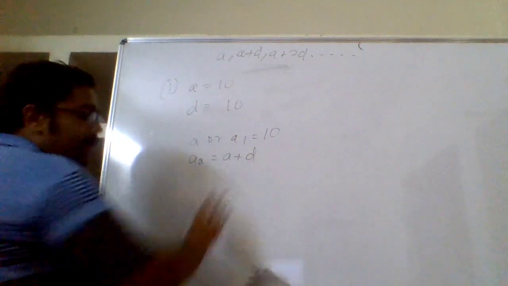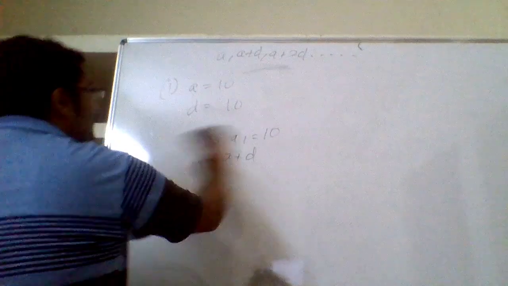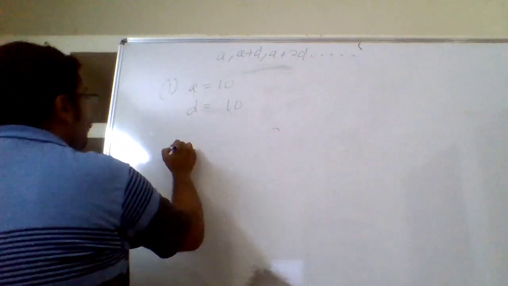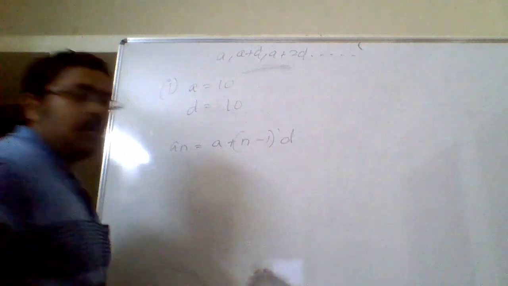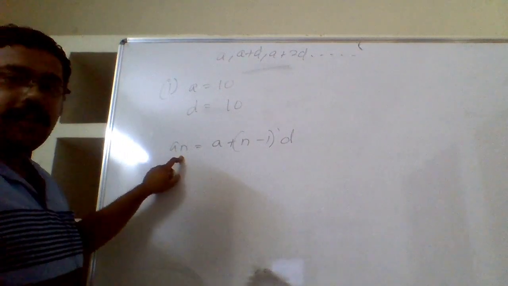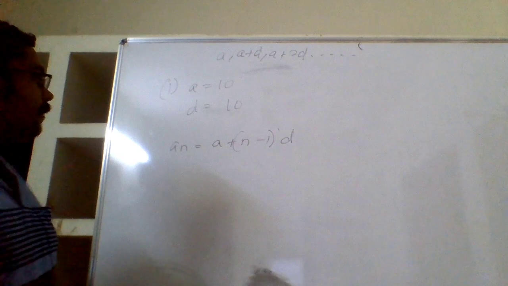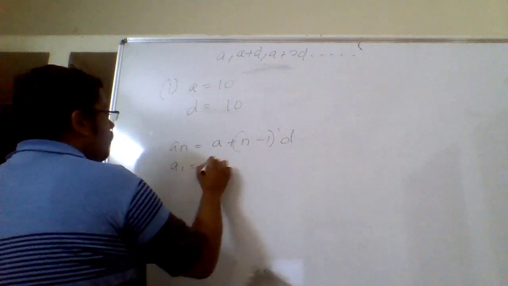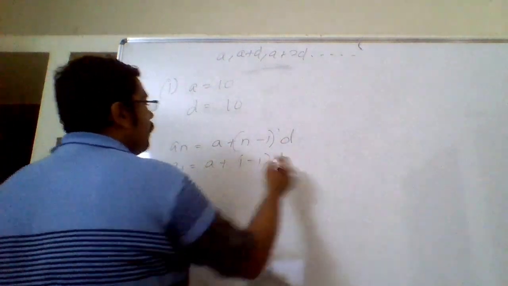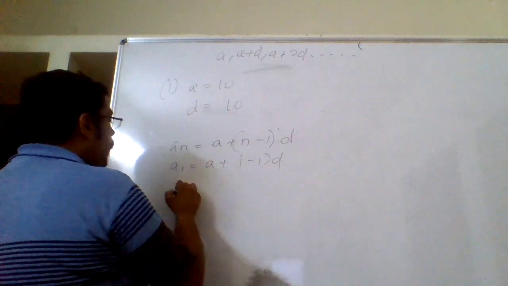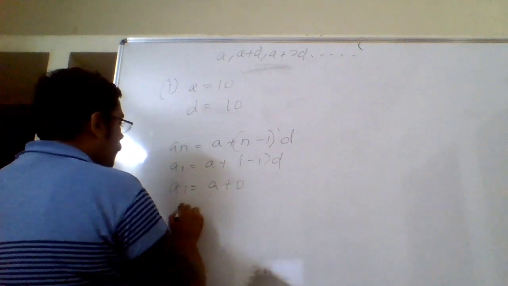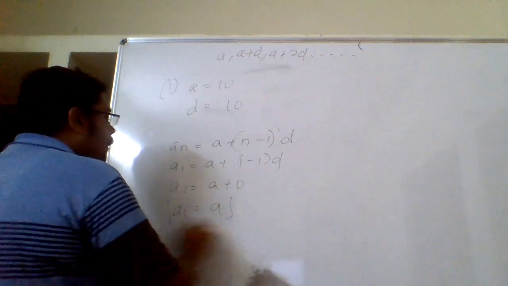So how did A plus D come? Very simple. I told you there's a formula: an is equal to A plus (n minus 1) into D. Using this formula, put the value of n is equal to 1, 2, 3, 4. Now when you put 1, A1 is equal to A plus (1 minus 1) into D. What is 1 minus 1? 0. 0 into D is 0. So A1 will be equal to A plus 0. Therefore A1 is equal to A.